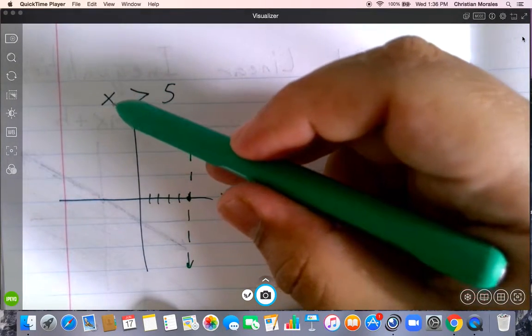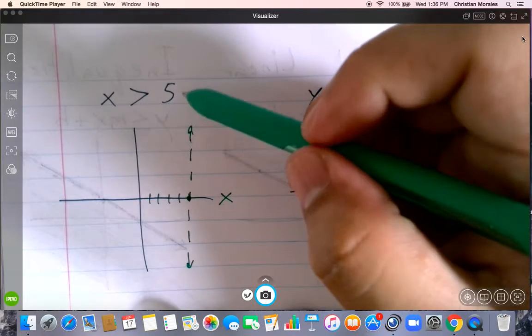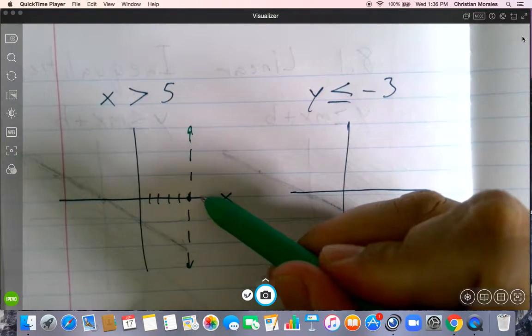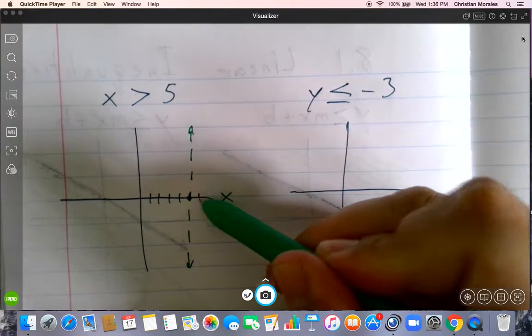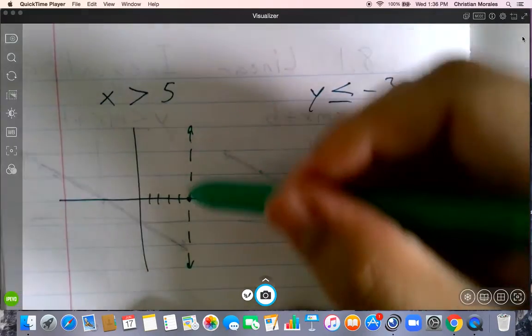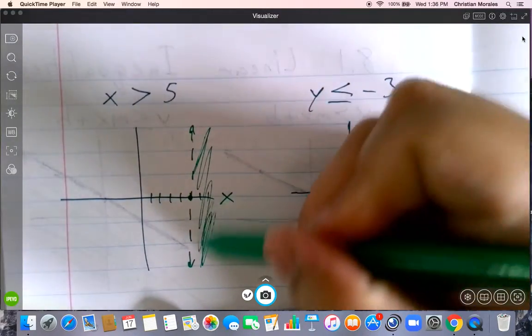Now, what does it say about x? X is greater than 5. So think about it. If this is x, and this is 1, 2, 3, 4, 5, where are the numbers greater? 6, 7, 8, 9, 10. So we're going to shade over here on this side.